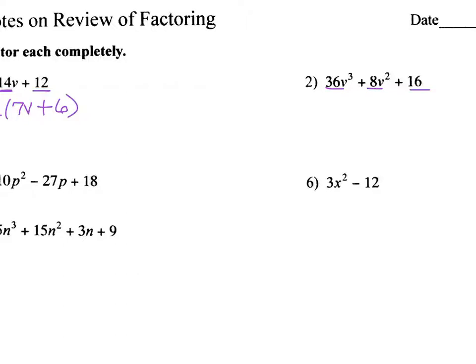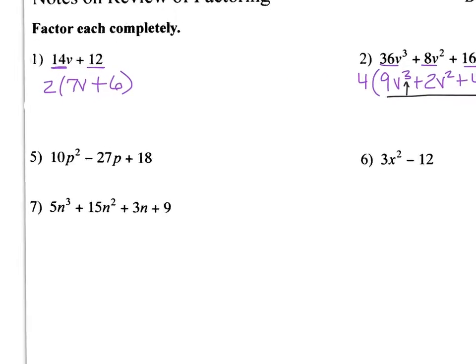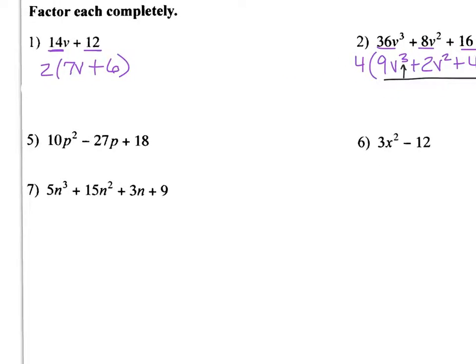Again, they're all even, so you know 2 will go into it, but then you try the next even number, which is 4. Well, 4 will go into all those, so you take out a 4. 4 times 9 is 36. 4 times 2 is 8. And then 4 times 4 is 16. Then I cannot factor this, and the reason I can't factor this is because this is not a square. Remember, we can only factor quadratics, so that has to be a square. So GCF is all we could take out of that one as well. All right. So let's move on here.